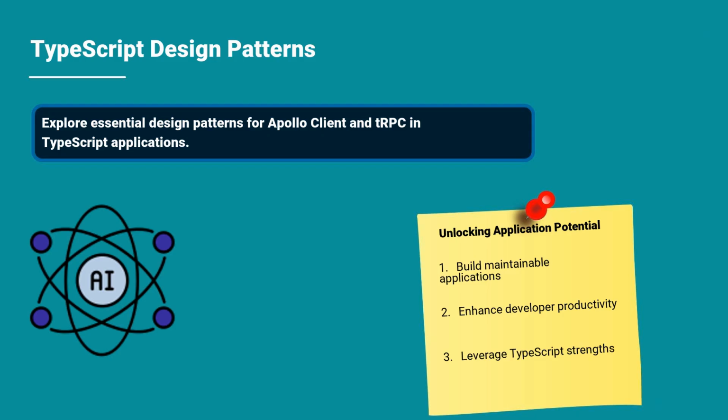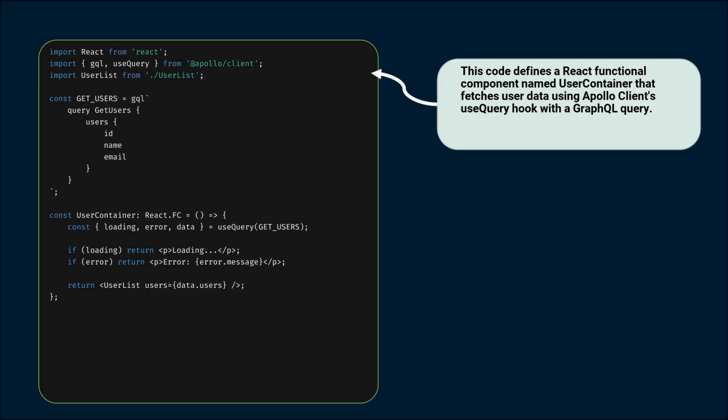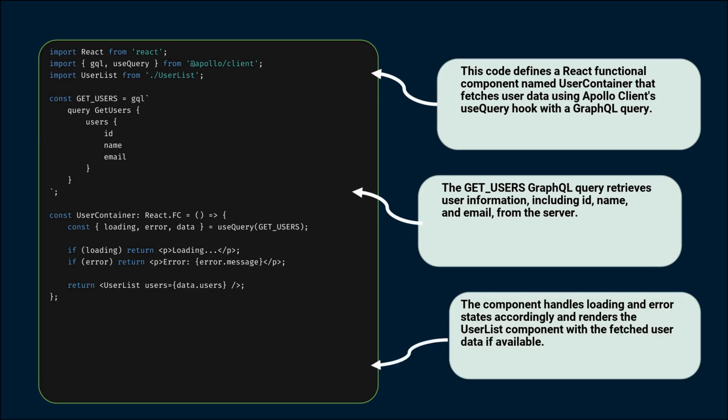As we move forward, we will cover design patterns that enhance functionality in Apollo Client and Trpc, allowing us to leverage their full potential. Now let's see how we can implement the container component pattern using Apollo Client. We begin by importing the necessary dependencies from React and Apollo Client, including the GQL function for defining our GraphQL queries and the useQuery hook for executing these queries within our component.